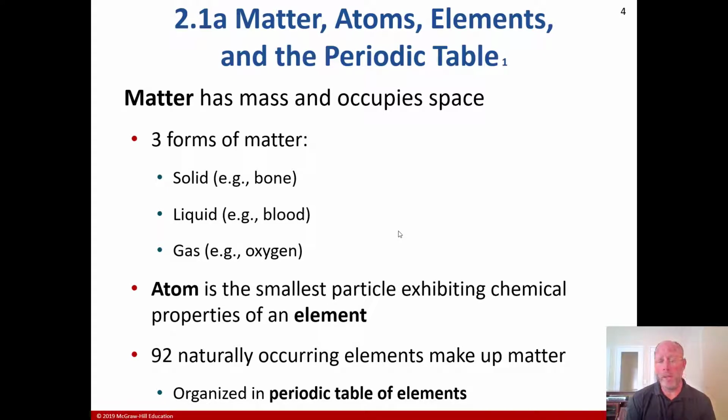All right, that said, matter. Matter has mass and occupies space. Okay? There are three forms of matter. There is solid, liquid, and gas. Solid, as an example, of course, is bone. Liquid is blood, and basically gases, oxygen, and other gases.